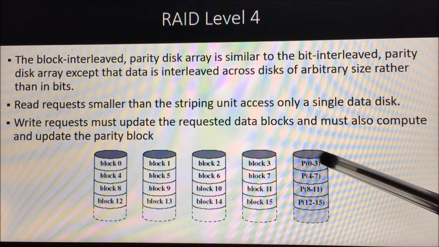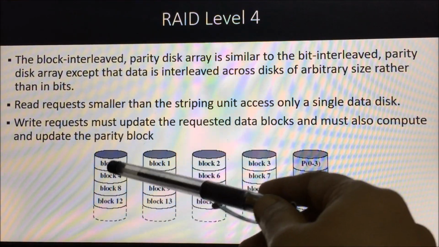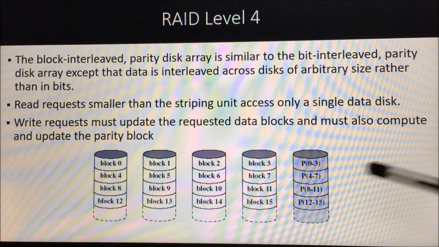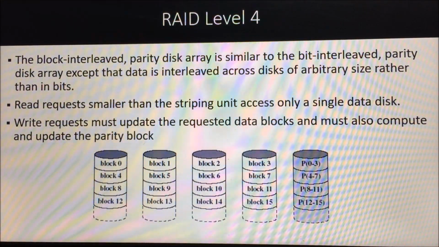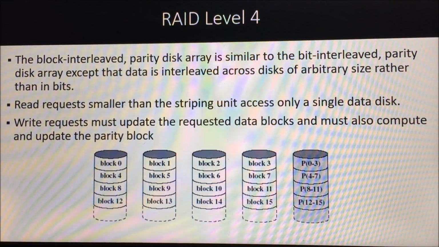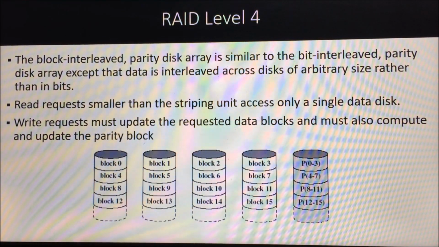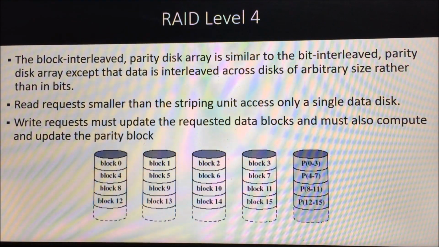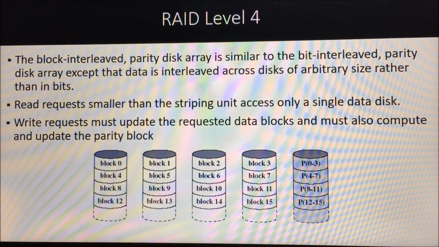And parity will be calculated using all the blocks, block 0, block 1, block 2, block 3, and the result will be stored here. Like this, the parity will be calculated in the case of RAID level 4. Here also only one extra disk will be required in order to maintain the redundant data.